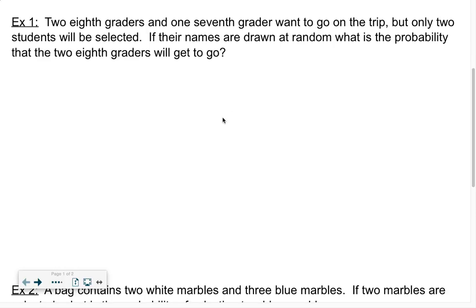So for this particular problem, what we could do is begin by just identifying all the different combinations that we have to come up with. We just need to be able to distinguish the difference between the 2 8th graders. So let's go ahead and go 8 superscript 1 to represent the first 8th grader. There's our second 8th grader, and there's our lone 7th grader that wants to go along.